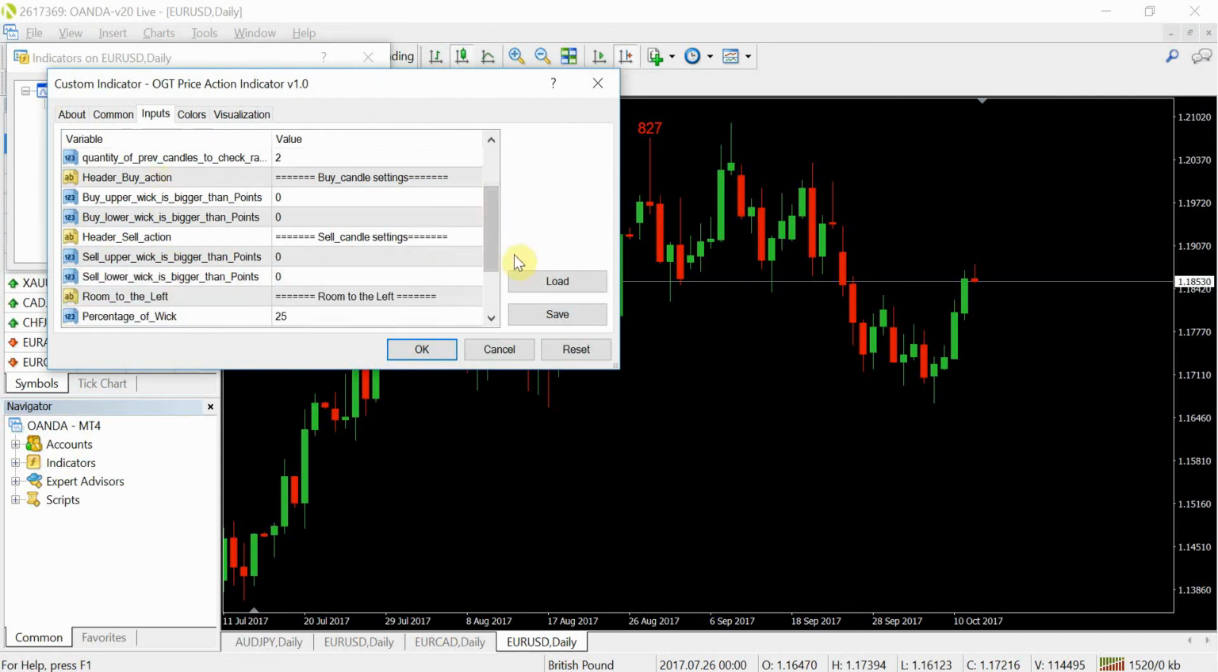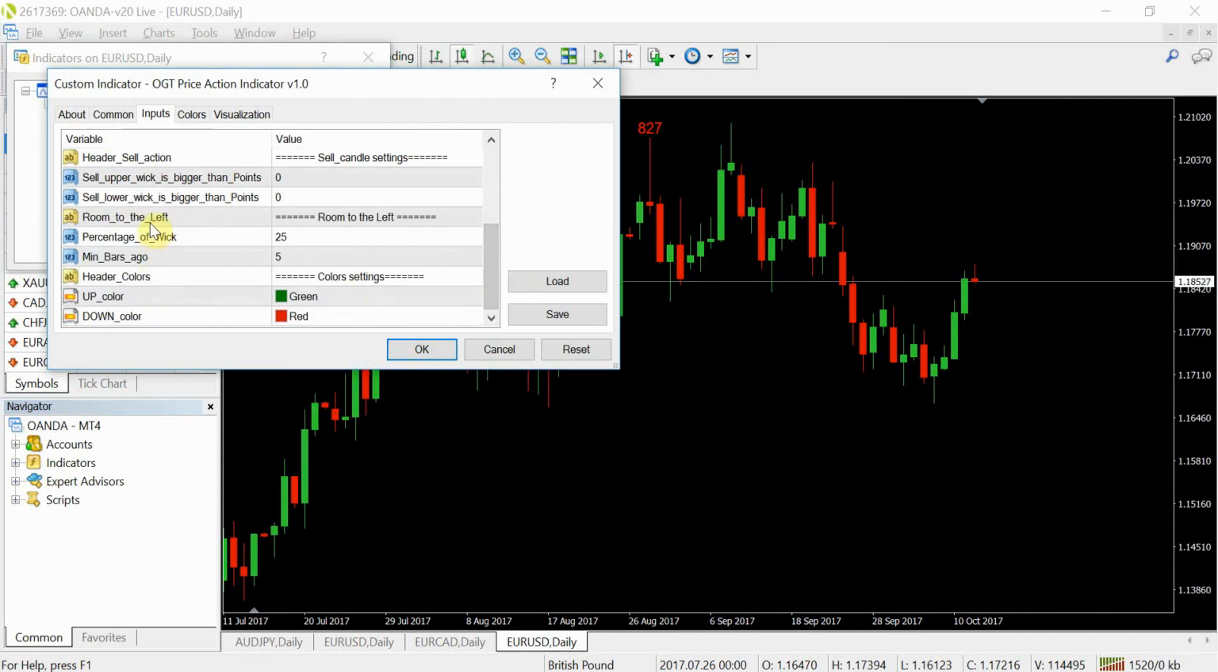I'll go through these in a second. What I wanted to show you was the room to the left. So what you can do here, you can select the percentage of the wick, of the high and the low, that you want it to use as the range, as I showed you, room to the left. So the preset is at 25%. Again, that's just my view. You could increase that, decrease that, depending on your liking. And the minimum number of bars that it has to have touched before it classifies it here.